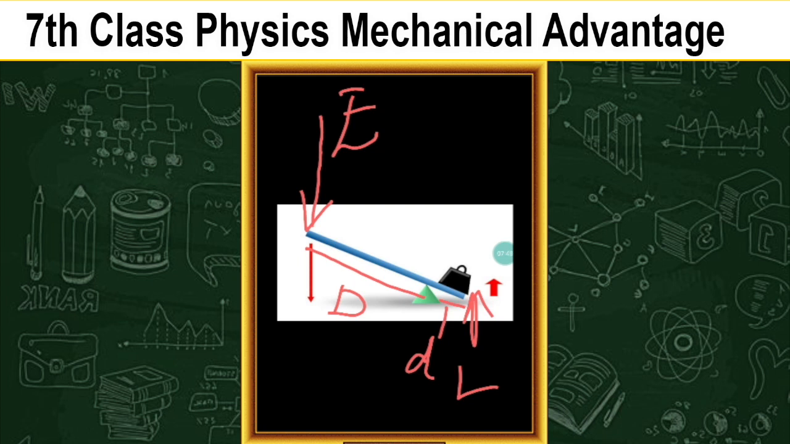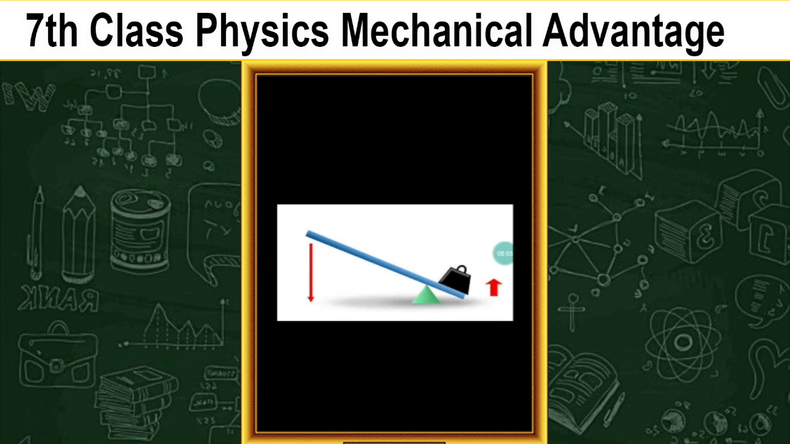So what is the velocity ratio? Distance moved by the effort by distance moved by the load. This is called velocity ratio. These two are distances, so velocity ratio has no units.